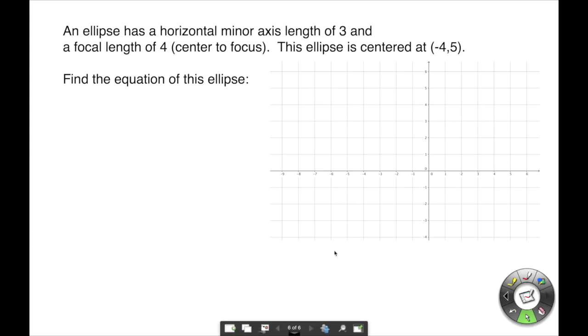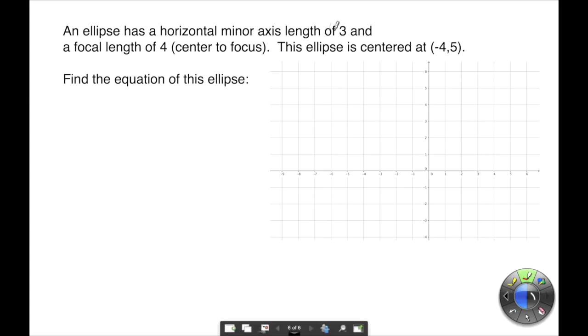Let's go in the other direction for this ellipse. Rather than having the equation and graphing it, let's give a few pieces of information and see if we can figure out the graph and the equation. So here it says an ellipse has a horizontal minor axis. You have to tell which direction it's going in, otherwise you would have no clue.